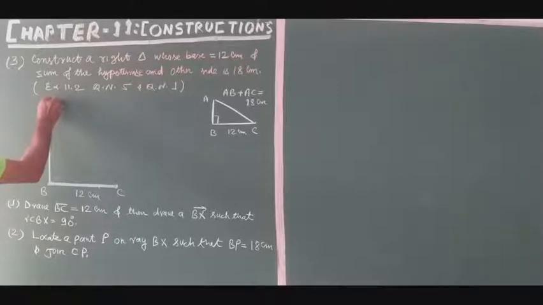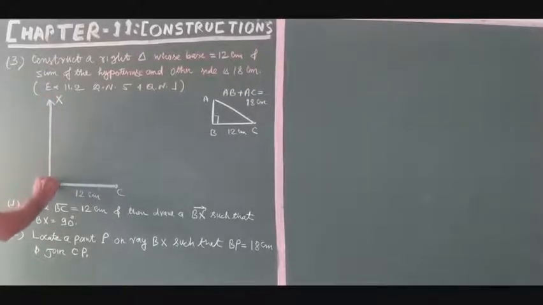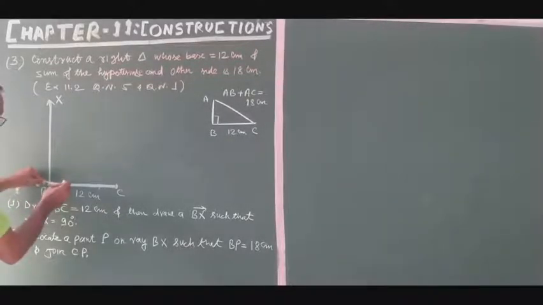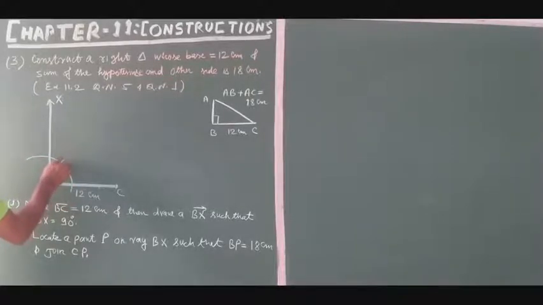And this ray is what? BX. How do we have to construct this? We will put the compass here, and then we will cut off an arc like this. Then we will make the first arc here with the same radius, and then we will put the arc here. Then this is the 90-degree angle. Is it there?